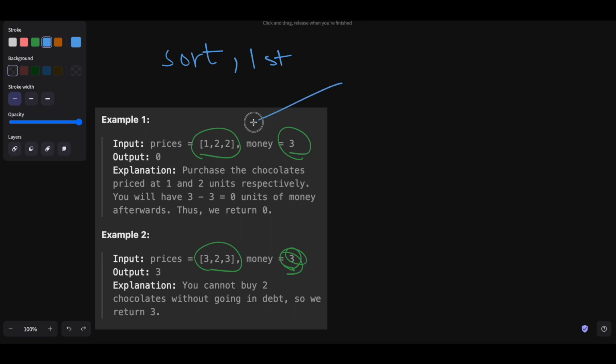So in the first example here, we have 1, 2, which is already sorted. 1 plus 2 is 3, right? Then, yes, we have enough money to buy these 2 chocolates. We spend 3, and we can return 0 after paying for the 2 chocolates. In the second example, when we sort, it's 2, 3, 3. Now, in this case, to buy 2 chocolates, we need at least $5, which we don't have. We only have 3, so we return 3 and indicate that we could not buy any chocolates.